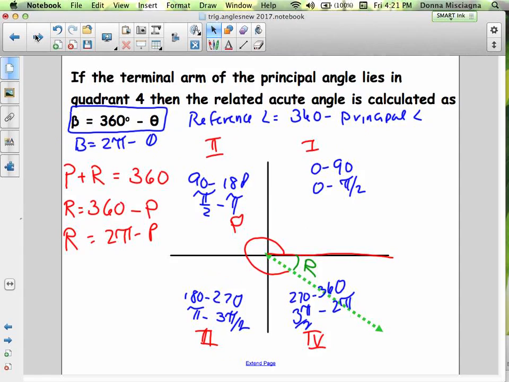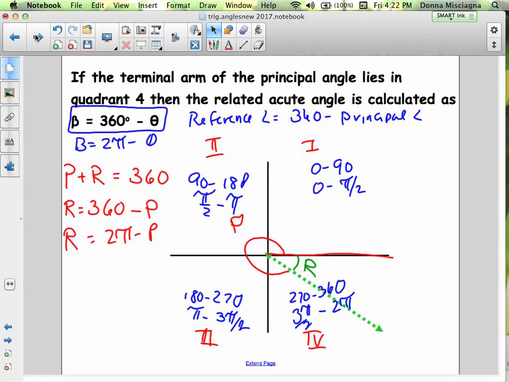So we're going to be headed towards 360 degrees. If the terminal arm of the principal angle lies in quadrant 4, then the related acute angle is calculated as 360 minus our principal angle. So notice here that together the principal plus the reference, so the principal is the red one on my graph there, the green one there is the reference, the principal plus the reference equals 360 degrees. So the reference is 360 minus the principal. Or if we're in radians, the reference is 2 pi minus the principal. Right? So there I show you all the rules, all summed up.